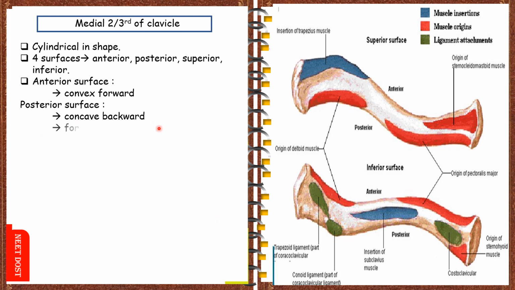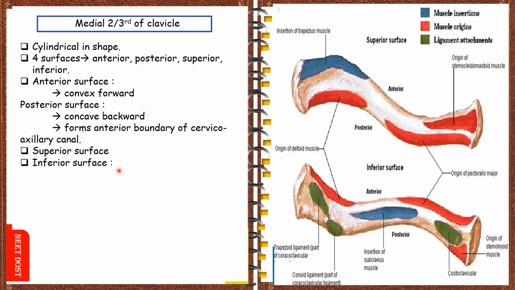It is concave backward and forms the anterior boundary of the cervicoaxillary canal. Coming to the superior surface, which is mostly important, it gives origin to the clavicular head of sternocleidomastoid muscle from the medial half of the superior surface.